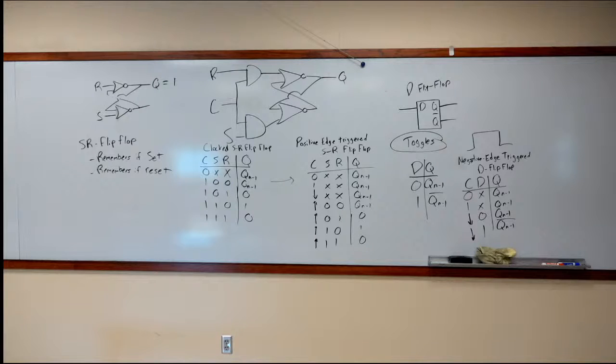Okay, what is the difference between an SR flip-flop and a D flip-flop? D toggles. SR just remembers the value. You can set and reset it. Okay, and that is the only difference between these two. It's just this one only toggles. It doesn't do anything but toggle. It has one input for that reason.